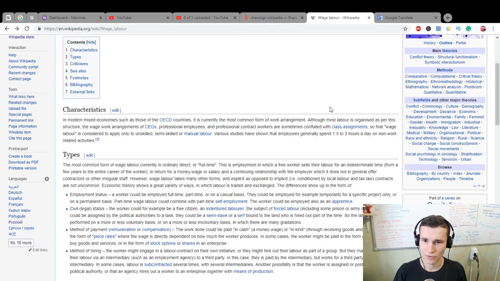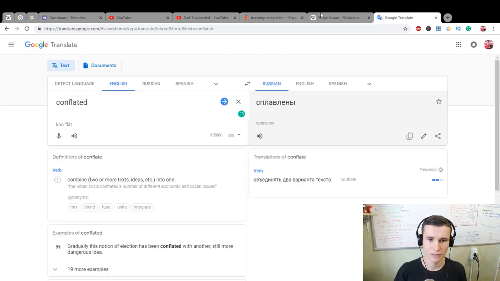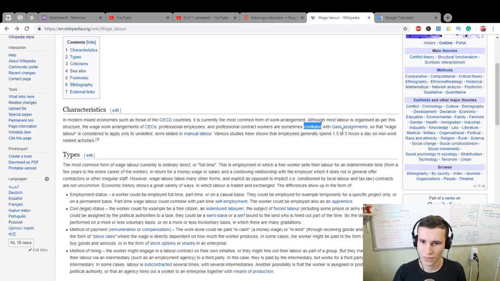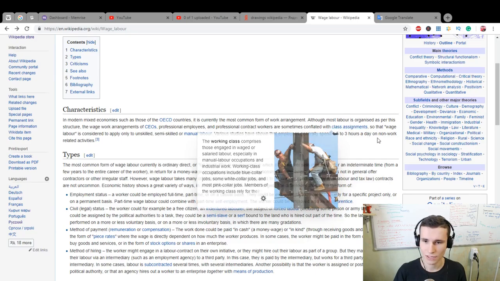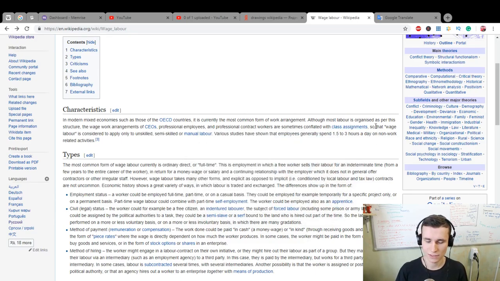Okay. Although most labor is organized as per this structure, the wage work arrangements of professional employees and professional contract workers are sometimes conflated with class assignments. The working class comprises those engaged in wage salaries. Okay, class assignments. Assignments is differences, yes?